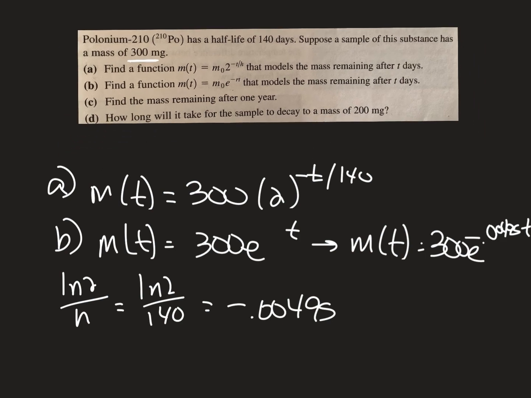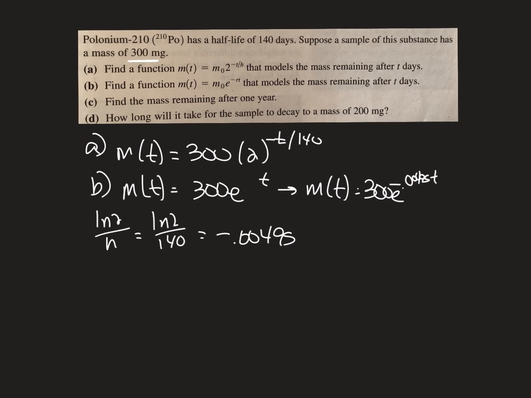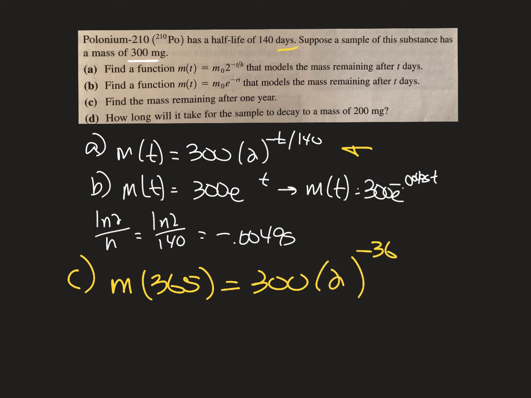Then part C, find the mass remaining after 1 year. You can choose whichever method you want, part A or part B. But after 1 year, remember these are days, so 1 year is 365 days. Let's use the first one. The amount left after 365 days would be 300 times 2 to the negative 365 divided by 140 as my power. If you punch all that in, you get about 49.256. Was this grams or what? Yes, milligrams. That's how much is left after 1 year.